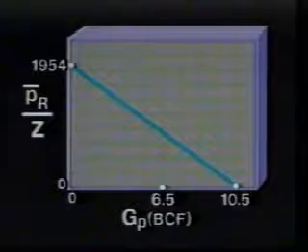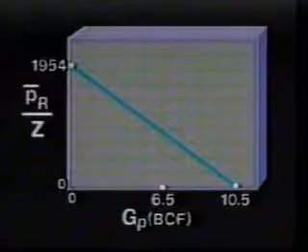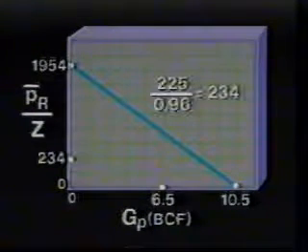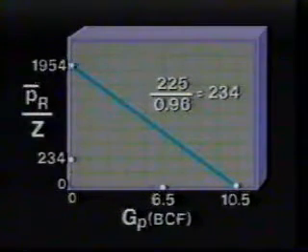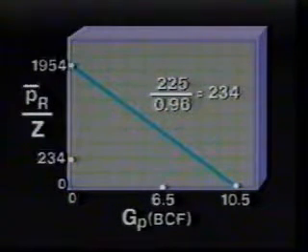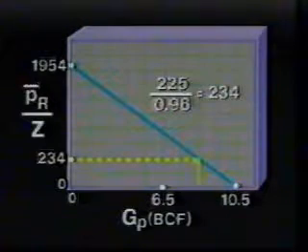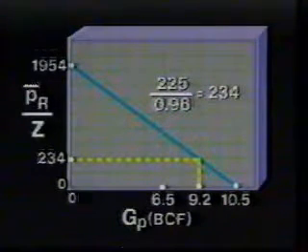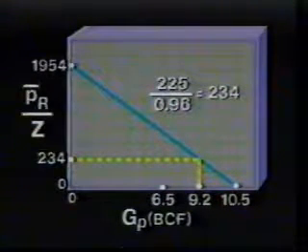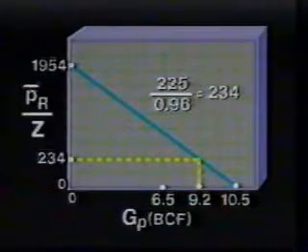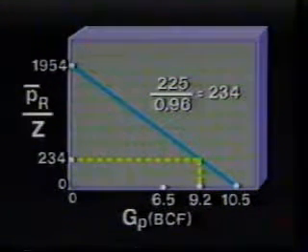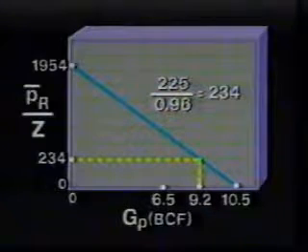Referring once again to our inventory curve, we find that the no-flow condition would occur in this case at a point on the vertical axis equal to 225 divided by its Z value, 0.96, or 234.4. This yields a producible reserves of 9.24 billion cubic feet. The difference between the two cumulative productions, approximately 2.7 billion cubic feet, is obtained by the installation of compression.